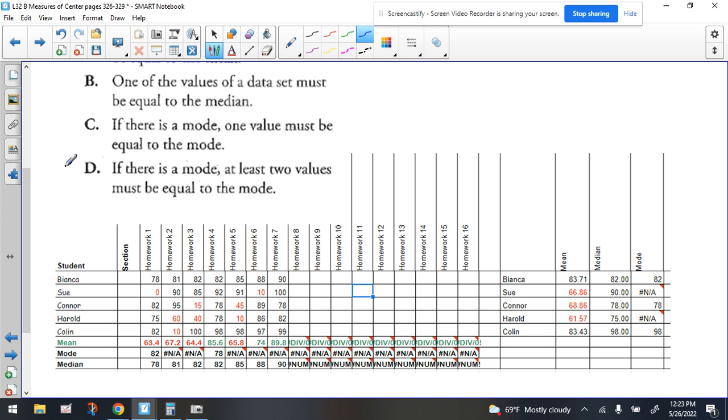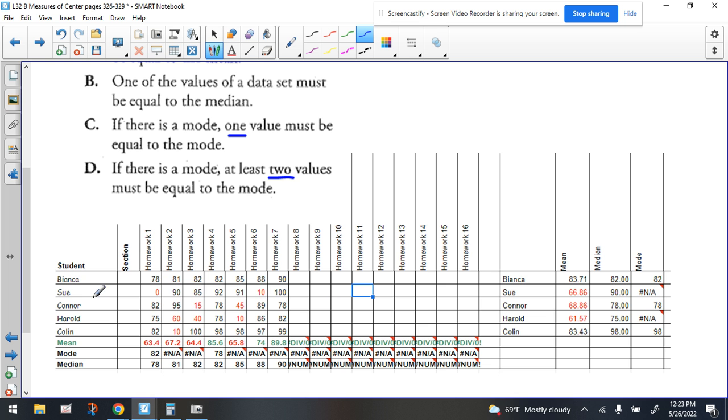Let's see if choice D makes any sense, and we'll come back to that. If there is a mode, which there is in Bianca's case, at least two values must be equal to the mode. If we distinguish how choice C and D are different, C is saying one value, where D is saying two values. For you to have a mode, wouldn't you need it to occur at least twice, if not more times, depending on what the data set looks like? So which of these two choices makes more sense?